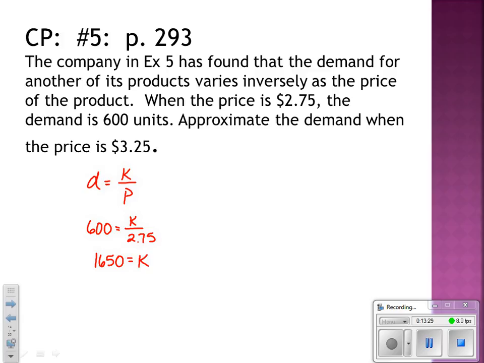So now we can come back and fill that into our model, and we can generalize this for any demand and price. So the situation they're asking us to investigate is what happens to the demand if the price is $325. So go ahead and plug that new price in. And if you take 1650 divided by 3.25, you get roughly 507.69, or about 508 units for a demand.